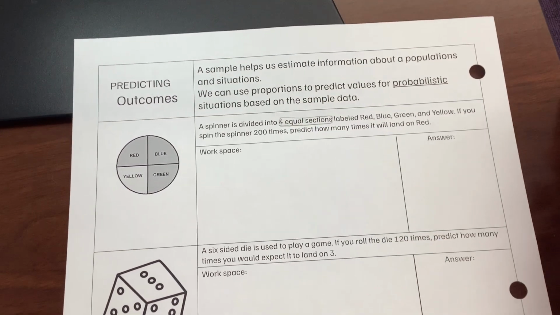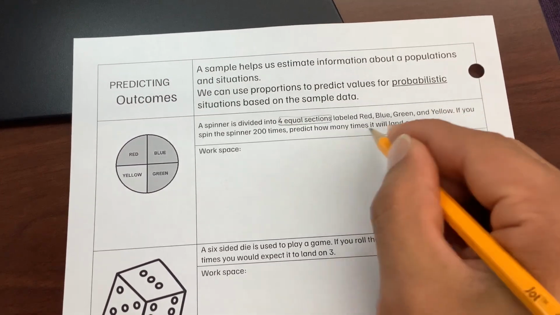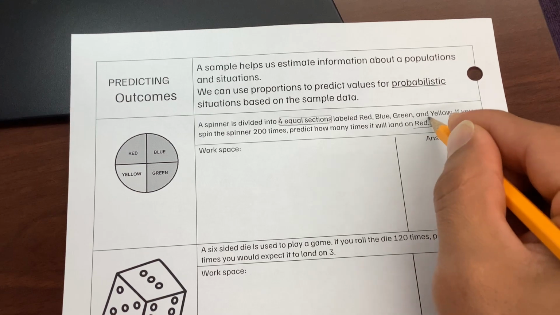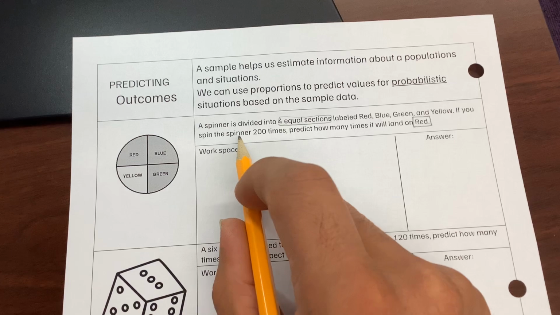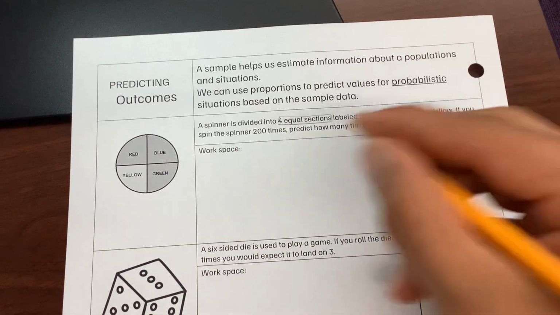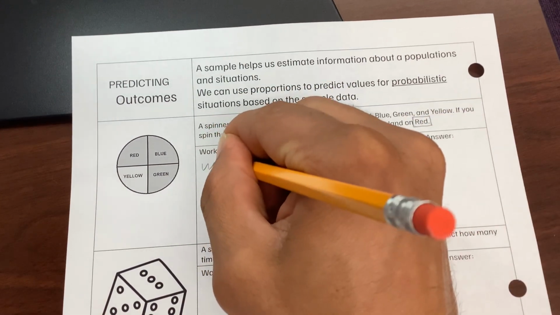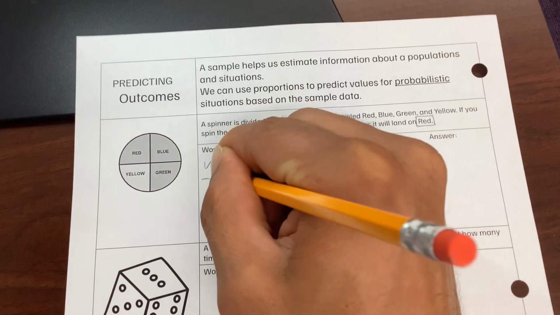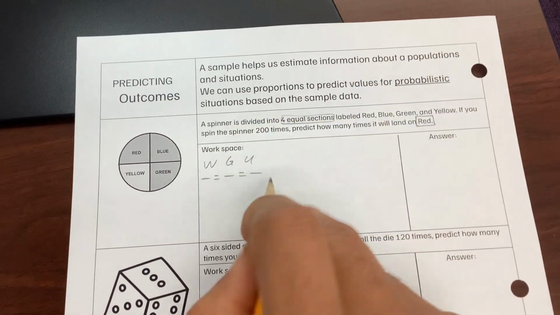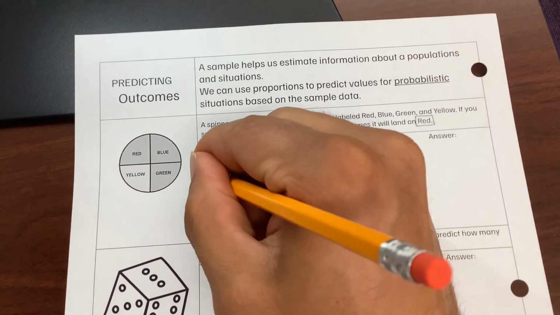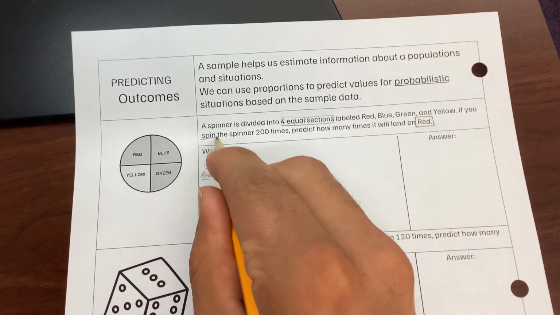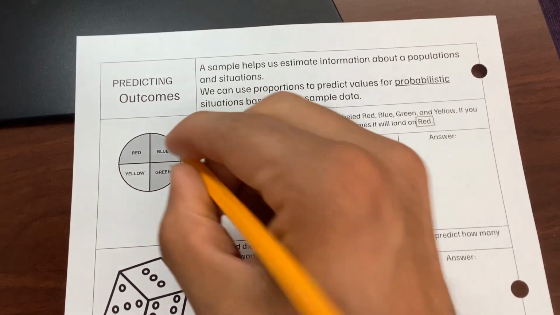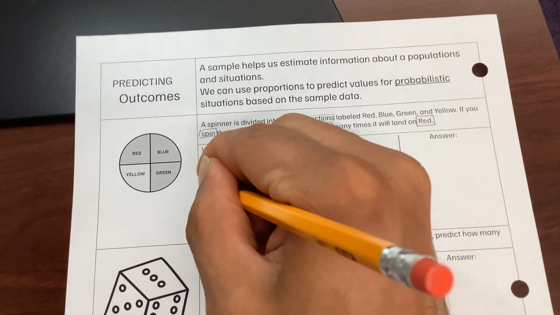Okay. And the next thing I'm going to be looking for is where it says landing on red. So I have sections and I have red. And I'm spinning this thing 200 times. Let's break it down. So I'm going to go ahead and set up my WGU. So what is it that I'm comparing? Well, I'm looking for red, so I need red compared to the number of spins. I'm going to spin this a couple of times.